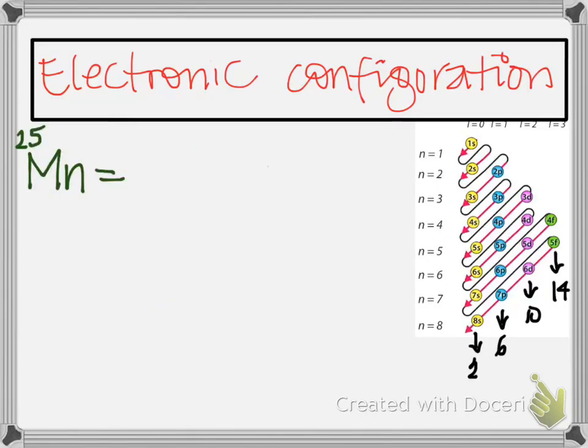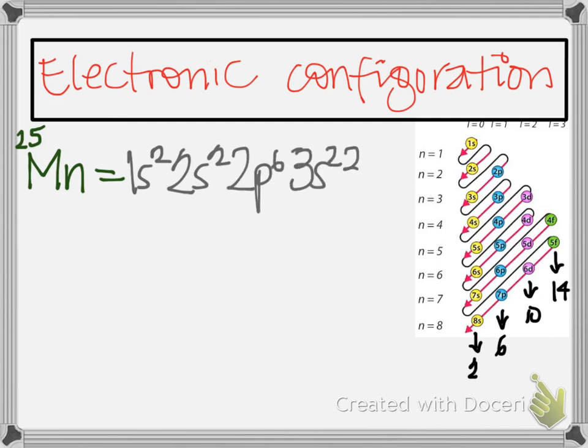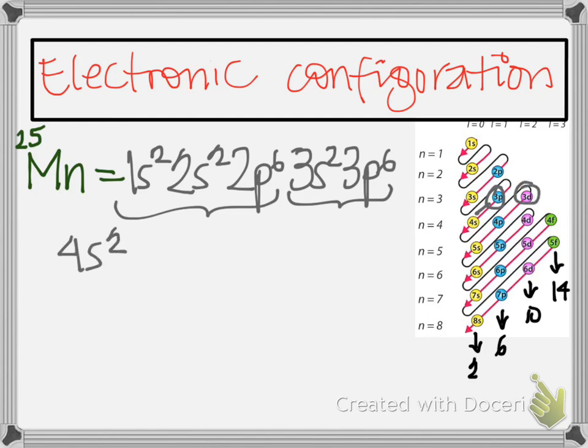Okay, next one is manganese. Manganese has an atomic number of 25. That means that it has 25 protons, but because it doesn't have any charge here, it means that it has 25 electrons as well. So I'm going to go directly to the electronic configuration, and that will be 1s2, 2s2, 2p6, 3s2, 3p6, and I'm going to go down here. So far I have 18, right?